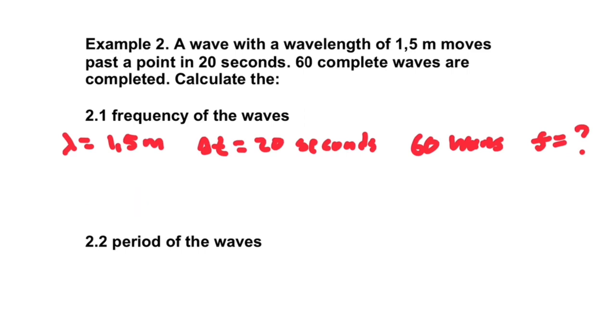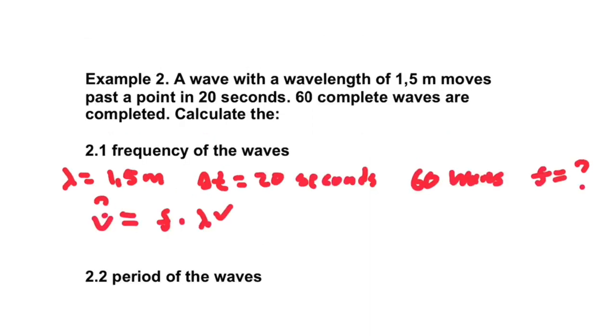What other equation can we use? We can use the fact that the speed is equal to frequency multiplied by wavelength. We do have the wavelength, but we don't have the speed. So we cannot use this equation to find the frequency. So how are we going to solve this problem? We cannot use f is equal to 1 divided by T, and we cannot use the wave's speed as we don't have it. This is where we need to go back to the definition.